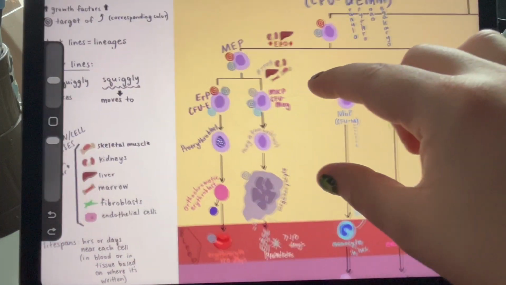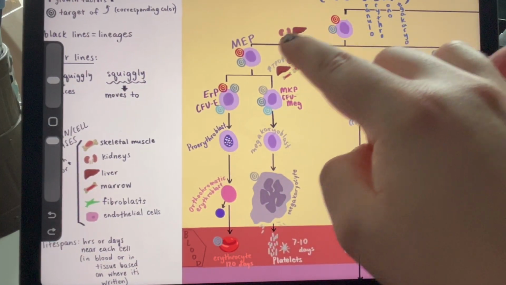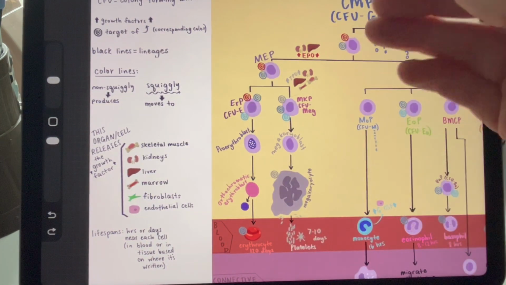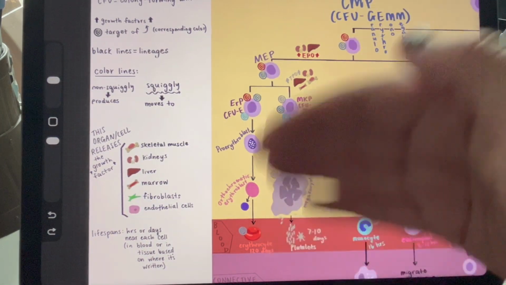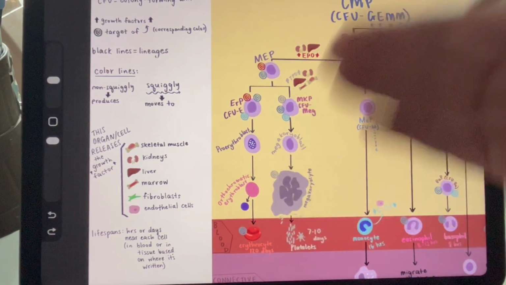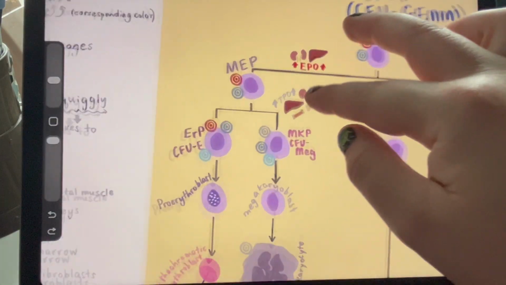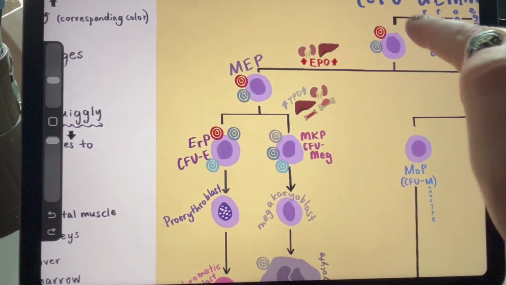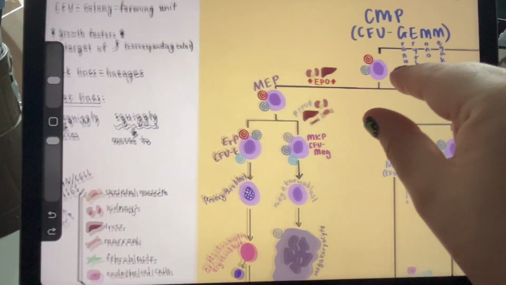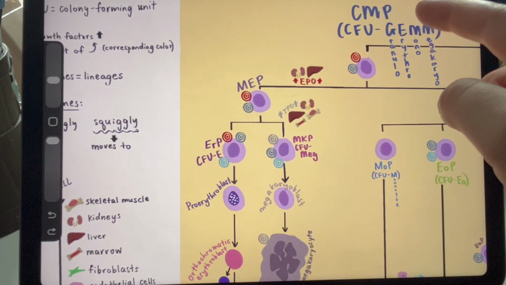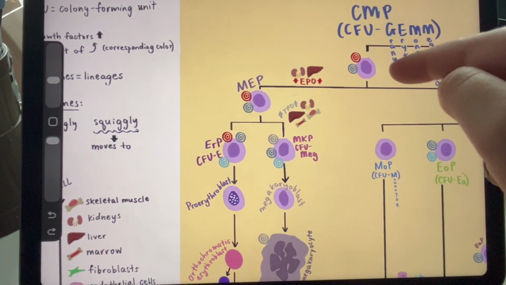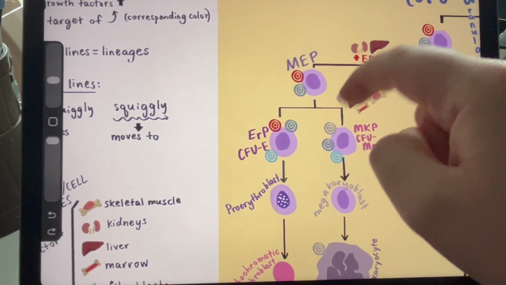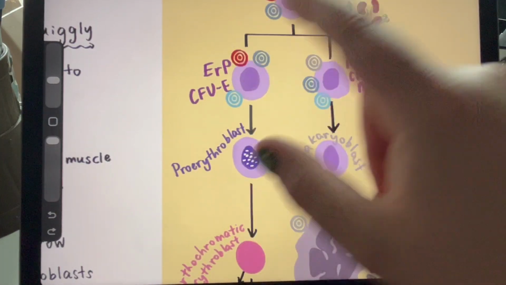So starting over here, you can see I've got a little EPO, erythropoietin. That is a growth factor that is basically saying we need more red blood cells. Erythro is in the name. It's going to be released by the liver and the kidneys. And as you can see here, one of its targets is this common myeloid progenitor cell. So this stimulates it to differentiate. It's also going to come over here to the megakaryocyte erythrocyte progenitor, the erythrocytes.